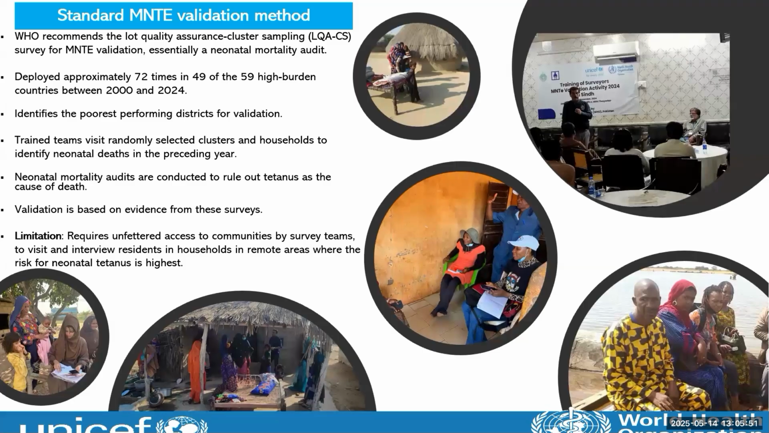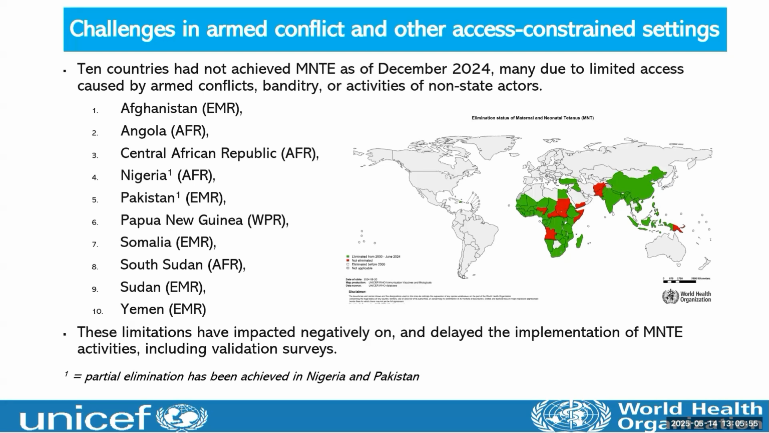Next slide, please. Now, we have challenges in armed conflict and other access-constrained countries. As Diana mentioned, of the remaining 10 countries, I've classified them here by the WHO regional grouping, the region that they belong to. You can see we've got about 5 in the EMRO, 4 in the African region, and 1 in the West Pacific. Not the entire countries, but parts of these countries, like in Nigeria, Somalia, South Sudan, Afghanistan, and Central African Republic, have limitations that severely and negatively impact and delay the implementation of MNTE, particularly the validation surveys. Next slide, please.